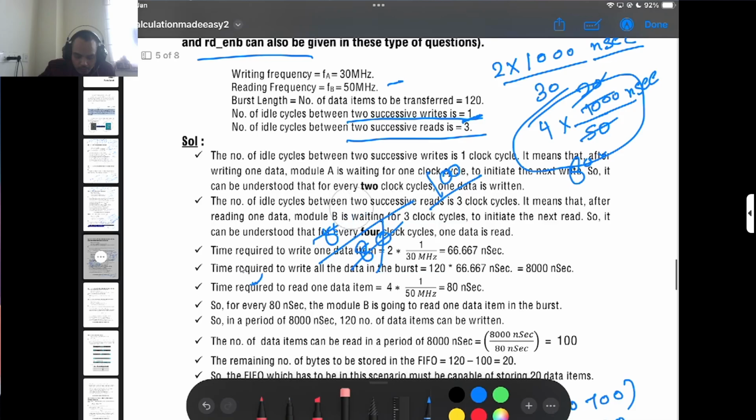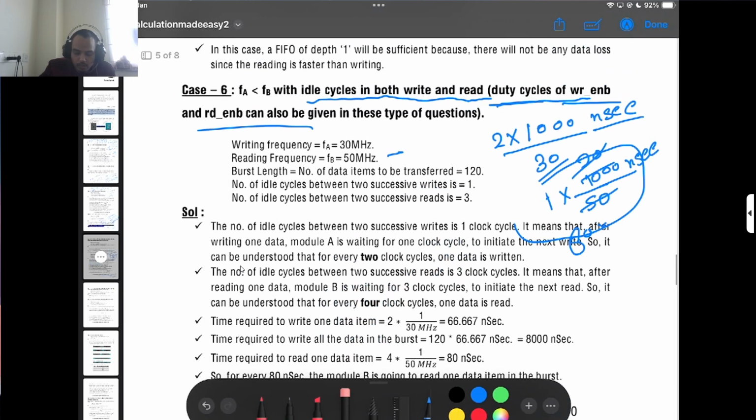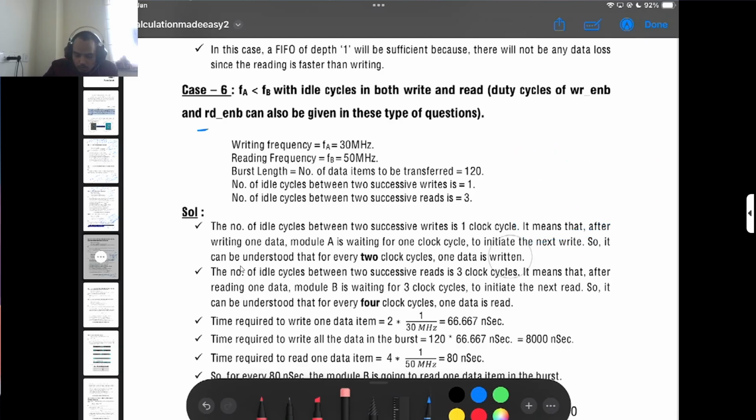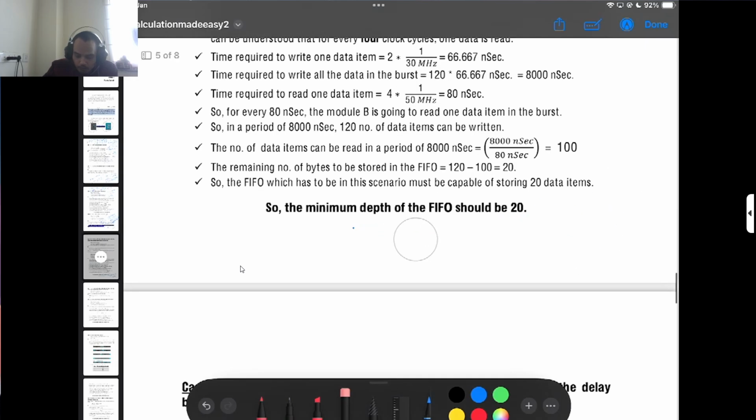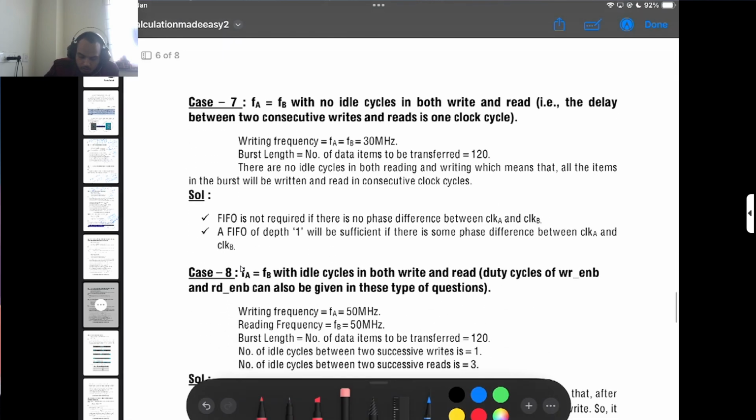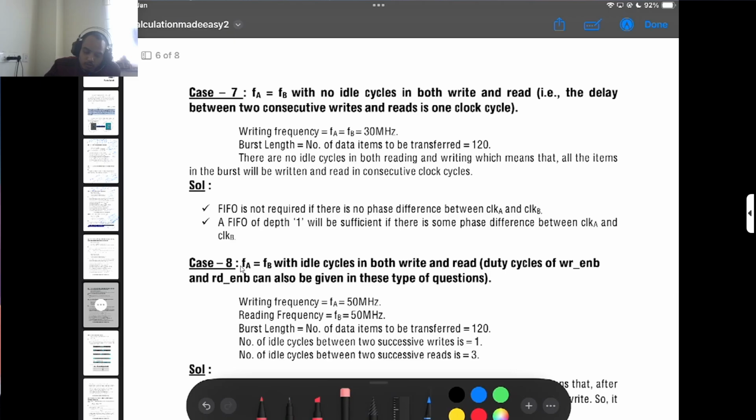I hope the concept is clear, because previously I told about the clock cycle concept. Like, the number of idle cycles between two successive writes is one. So this concept is clear. Now case 7. So what is the case? Let's see. Now both clocks are the same, FA equal to FB, with no idle cycles in both. So idle cycles will not be there in both writes and reads. The delay between two consecutive write and read is one clock cycle.